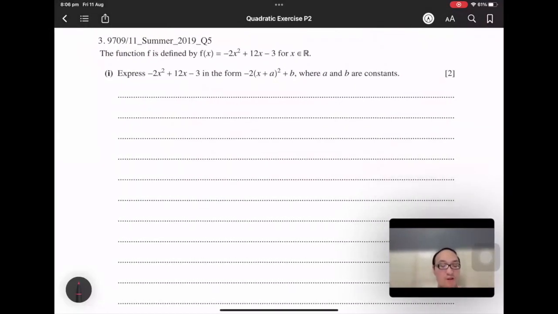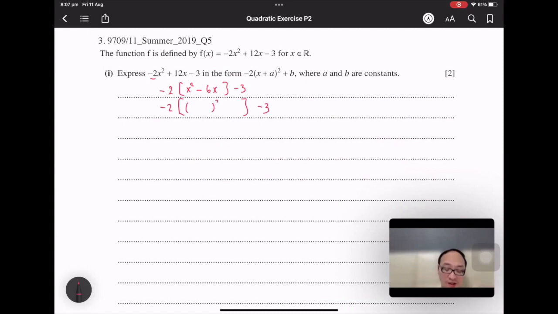The function f is defined by f, expressed in the form of completing the square. So we have negative 2x here. I can factorize this, negative 2 x squared minus 6x and then minus 3. I keep the negative 3 out of the bracket here. So I just do the completing the square from here.